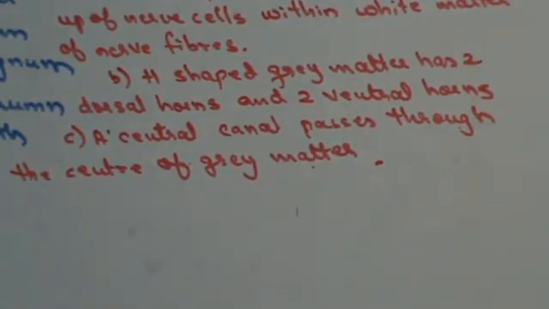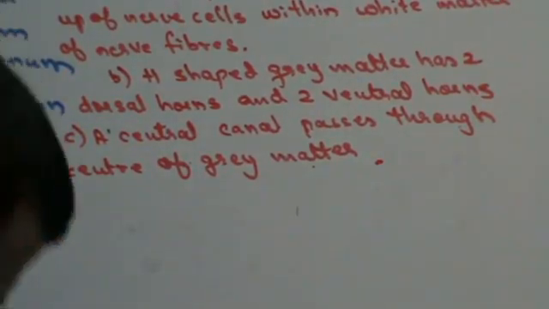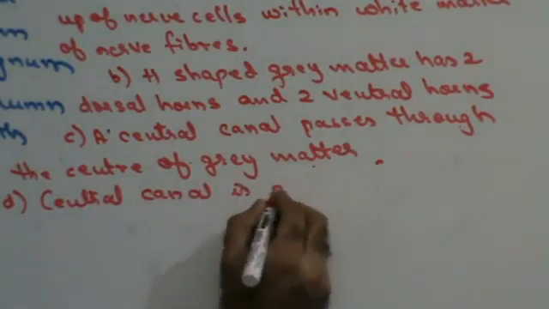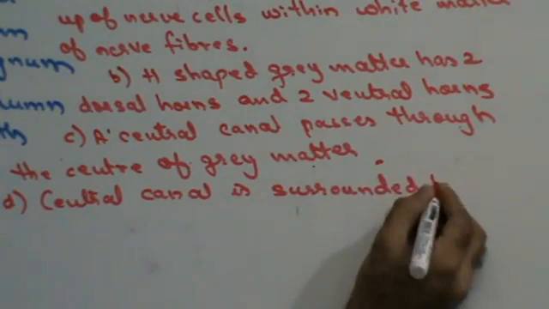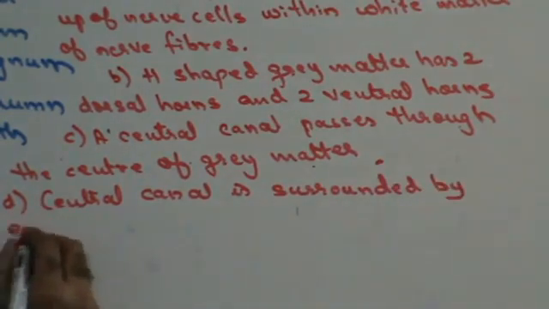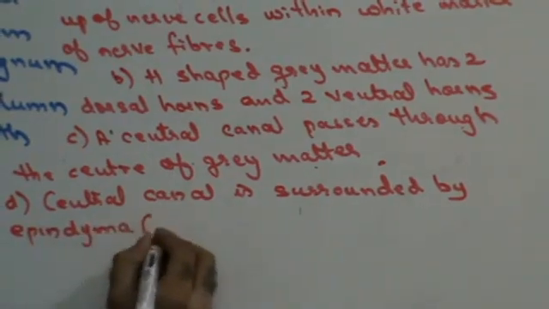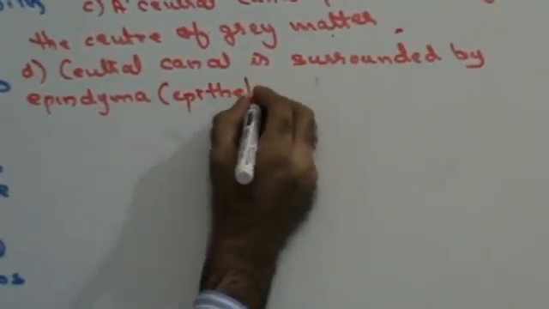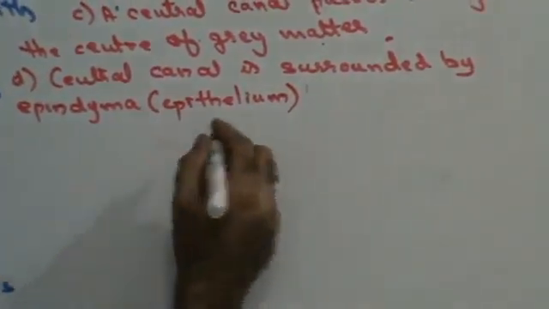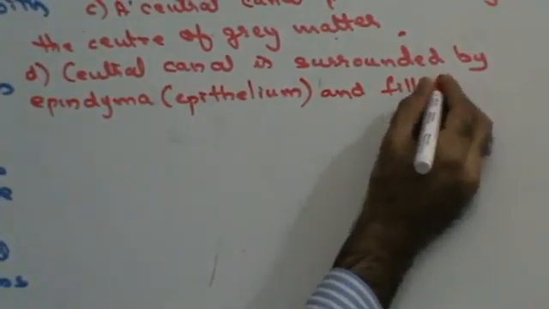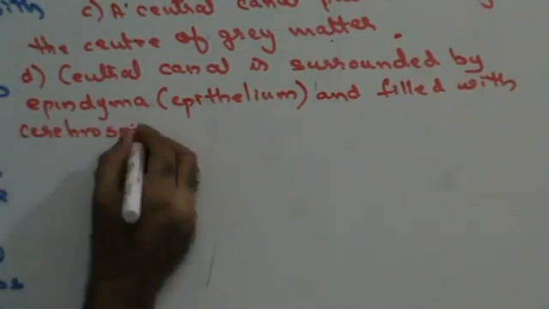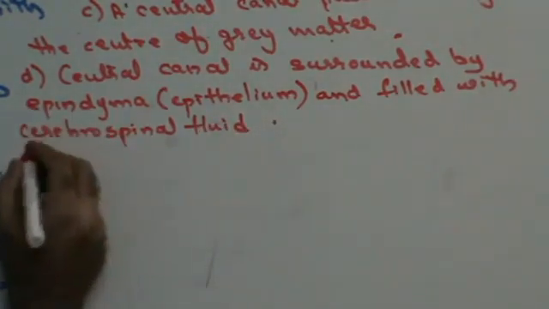Right? The central canal is surrounded by ependyma, which is made up of epithelial cells, and filled with cerebrospinal fluid. Right? The ependyma secretes the cerebrospinal fluid.